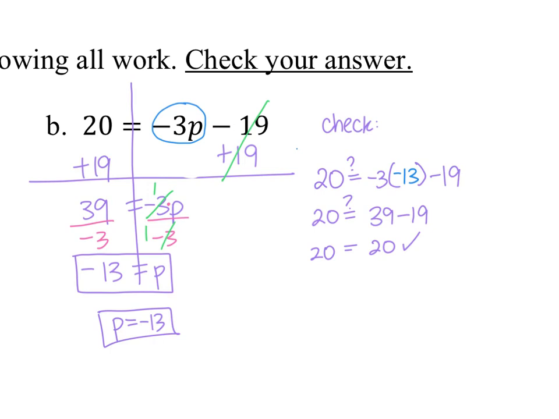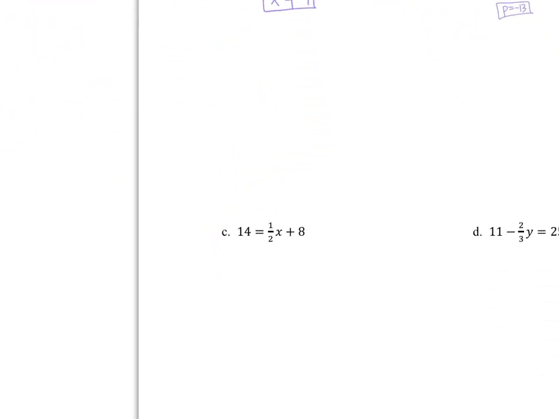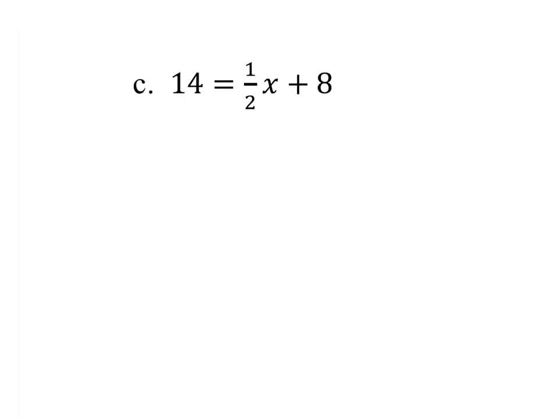Okay, so we're going to do one more here. All right, so this one we have a fraction, which is okay. We can deal with it. But our goal is still the same, to get the variable by itself. So first we need to get the term with the variable by itself. So go ahead and circle that term with the variable, which is 1/2 x. Again, this is one term, this is another term. So there's two terms on the right side, one term on the left side. So I need to get this by itself first. Everything that's not this needs to go away.